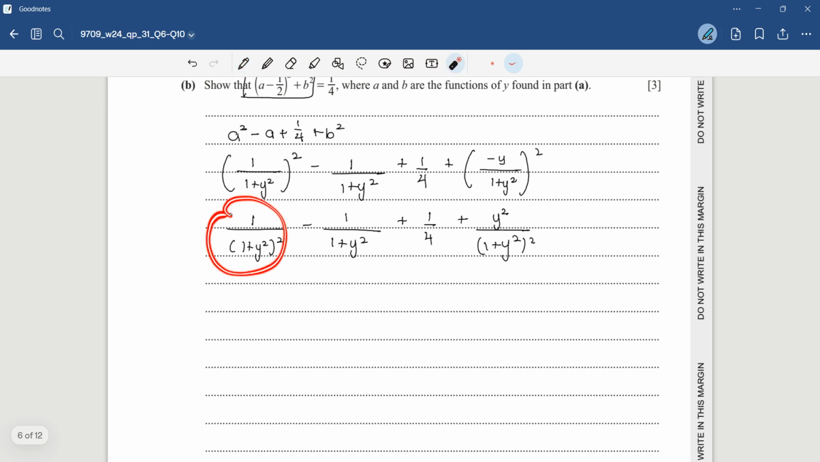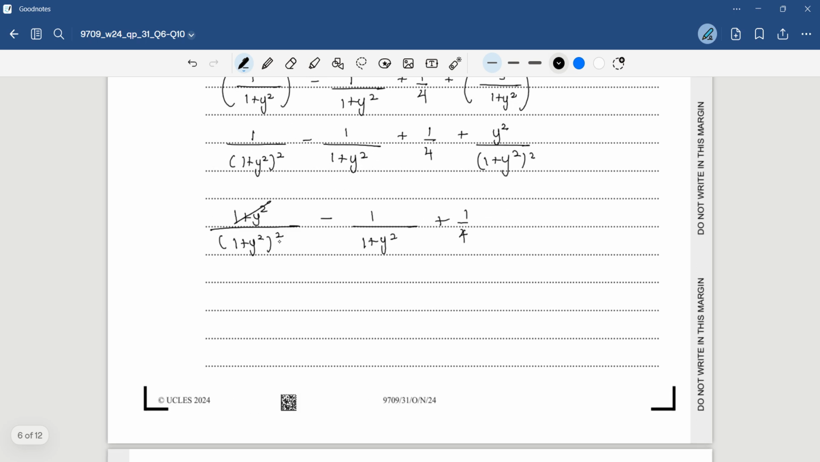Since the first term and the last term have the same common denominator, it's going to be 1 plus y squared over 1 plus y squared to the power of 2, minus 1 over 1 plus y squared, plus 1 over 4. So you can see I can cancel this. So it will be only 1 over 1 plus y squared minus 1 over 1 plus y squared plus 1 over 4, which is equivalent to 1 over 4 because this and this cancel to 0. So it becomes 1 over 4. Okay, so it's shown.